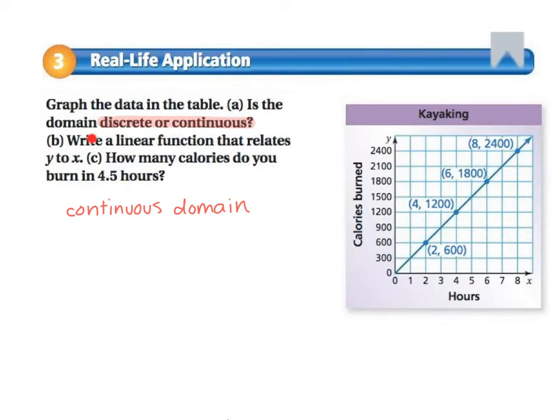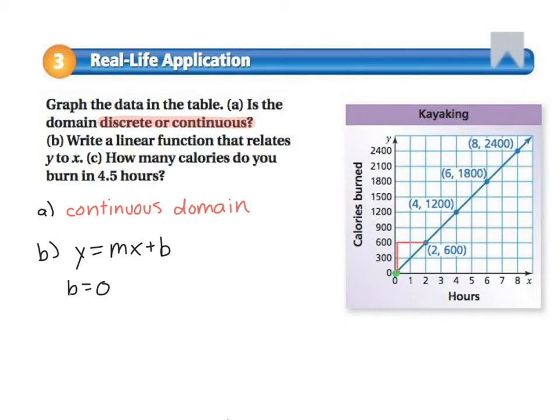Now they would like us to write a linear function that represents y in terms of x. So for part B, this was part A, let's see if we can use y equals mx plus b again. Let's start with the easy one, our b value. I can see this graph hits at the origin, so I know that b is 0. And now let's find our slope. Let's find rise over run.